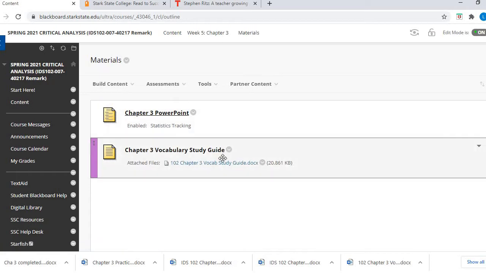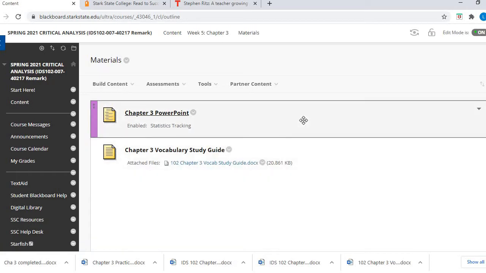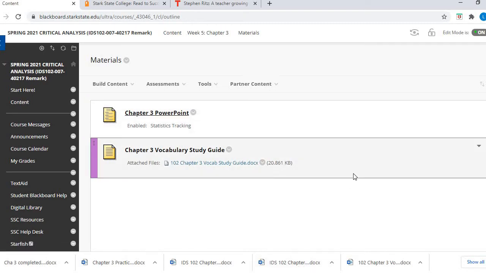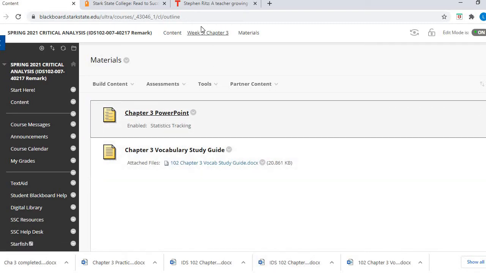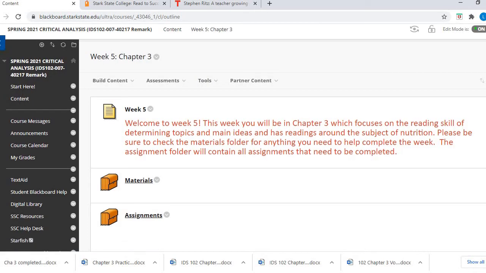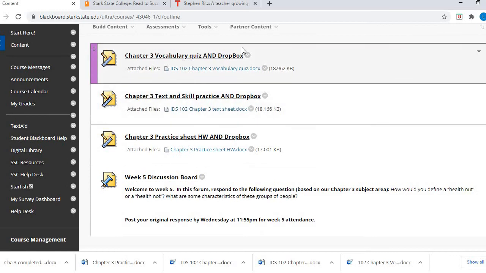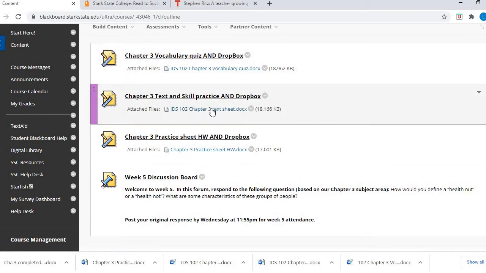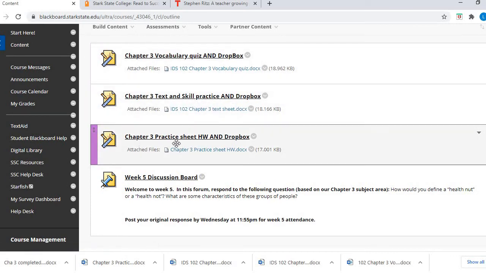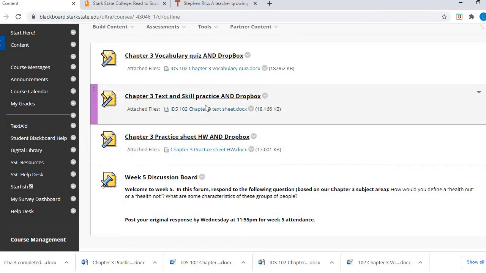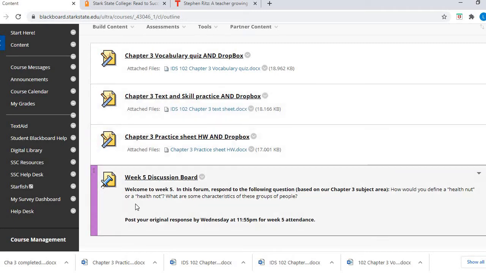In the materials folder, we won't need the study guide quite yet since that'll go in a separate video, but I do have the PowerPoint that I'm going to use for my lecture. I'm going to have that PowerPoint up and ready here in just a moment. In terms of our assignments, we are not going to talk about our vocabulary quiz yet, but we are going to have our text and skill practice sheet and our chapter 3 practice sheet homework. If you want to have both of those documents up and ready, we will use those here shortly. I'm going to talk about your discussion board posts in just a few minutes.